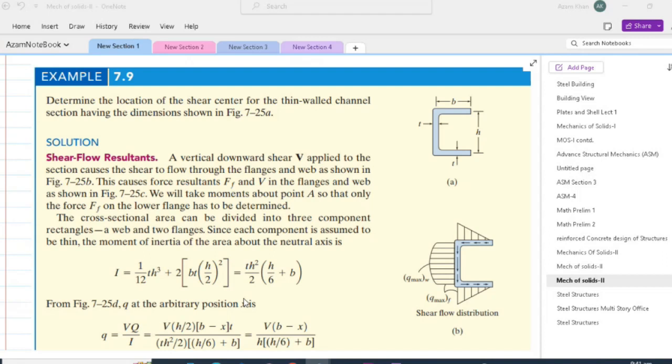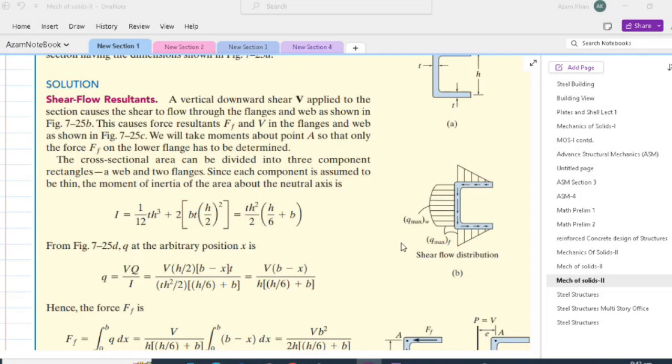Let us discuss an example of a thin walled channel to make the concept of shear center more clear. So, we are given a thin walled channel section having dimensions shown in the figure. In other words, we have a channel having depth h, width of the flange b, and thickness of the flange and the web equal to t. We are asked to locate the shear center of this channel.